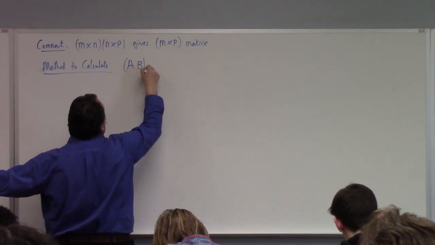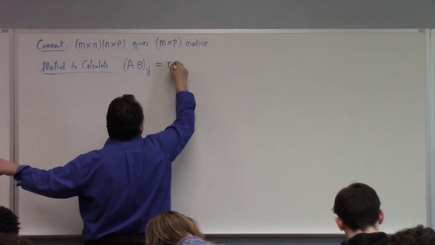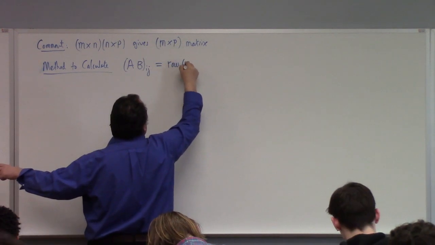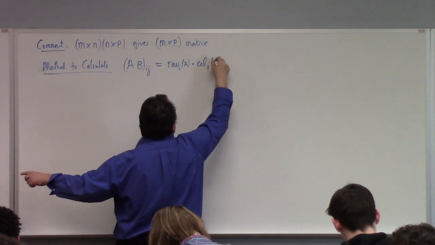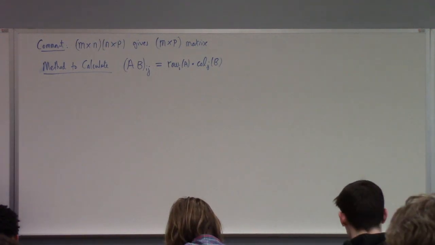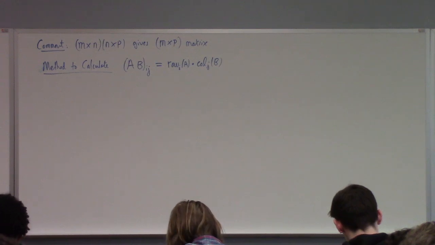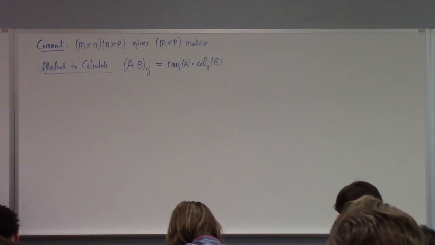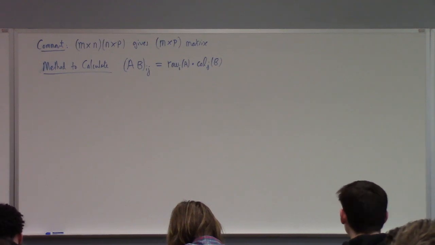To calculate (AB)ij, we simply take row i of A and take the dot product with column j of B. That makes sense because the size of the row of A and the size of the column of B are by assumption the same. They're both n vectors, so we can take their dot product. Enough of these general definitions. Let's throw out some examples.